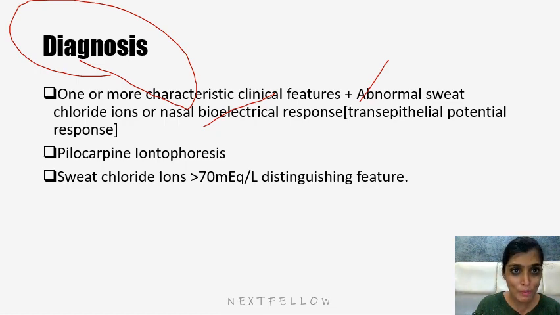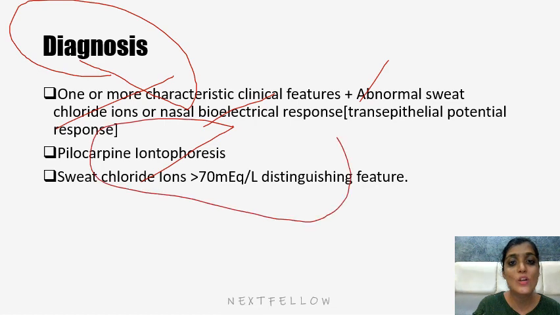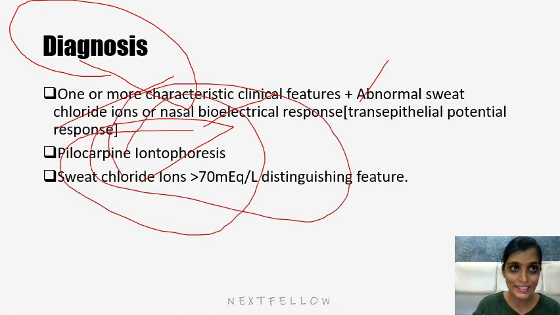For diagnosis, you can do pilocarpine iontophoresis. Sweat chloride more than 70 milliequivalent per liter is a distinguishing feature. So this value you have to remember: 70 milliequivalent per liter.